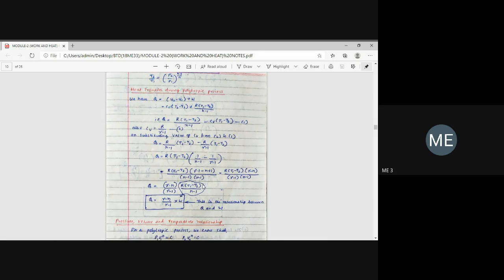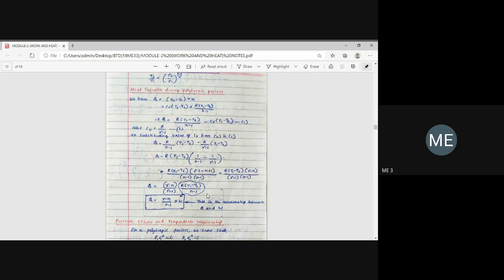R into (T1 minus T2) divided by (N minus 1) is nothing but our work done during the polytropic process. You see this highlighted term, R into (T1 minus T2) divided by (N minus 1), is nothing but work done. We have just now considered this term in our derivation. So finally, the expression for Q is (gamma minus N) divided by (gamma minus 1) into work done, where work done is R into (T1 minus T2) divided by (N minus 1).